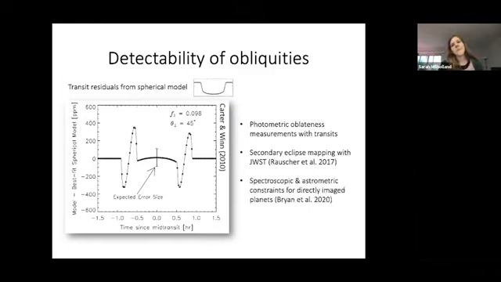And finally, for directly imaged planets, spectroscopic and astrometric constraints have been proposed to constrain the obliquities of these planets, but these are much more distant and in a different regime than the short period planets that I'm talking about here. But in short, there are some promising methods for obtaining more direct constraints in the future, which would be really interesting as a test of some of these theories that short period planets may frequently have non-zero obliquities.